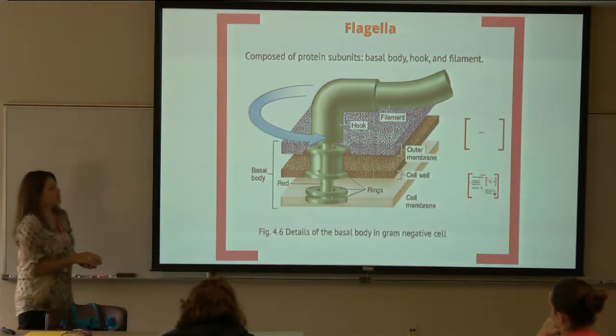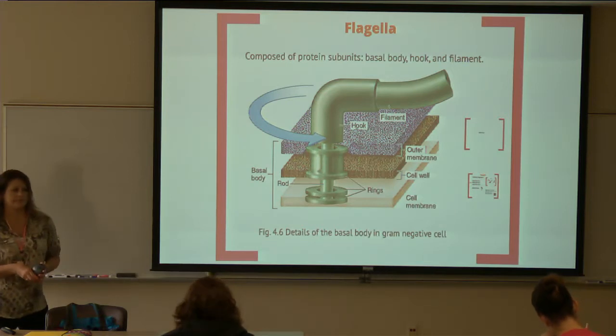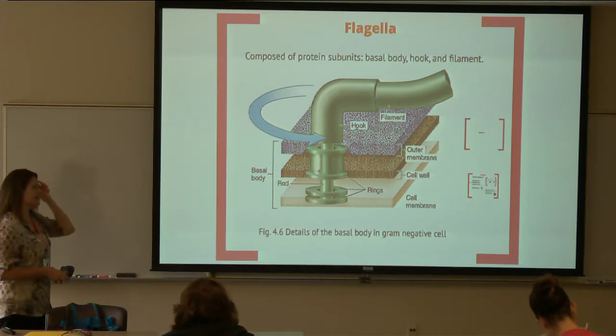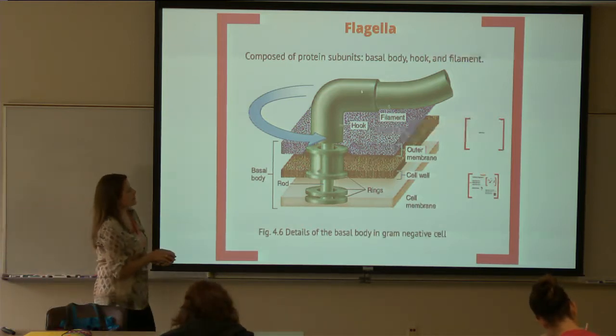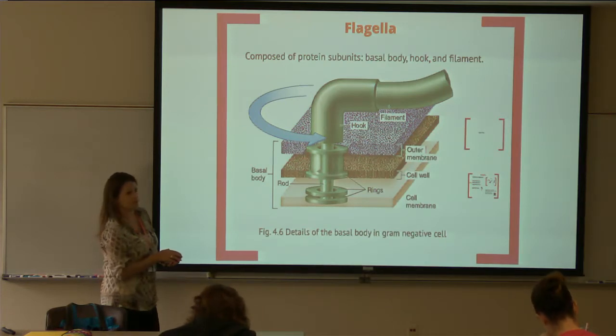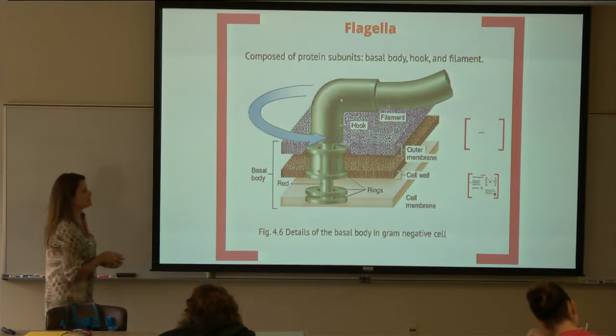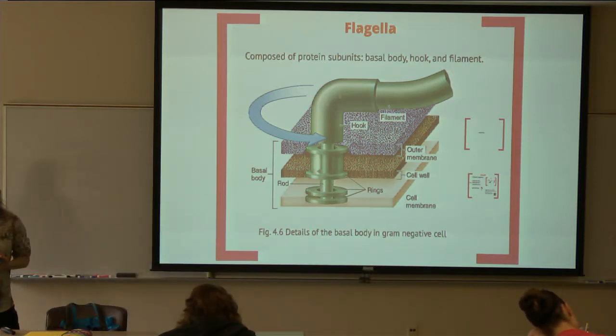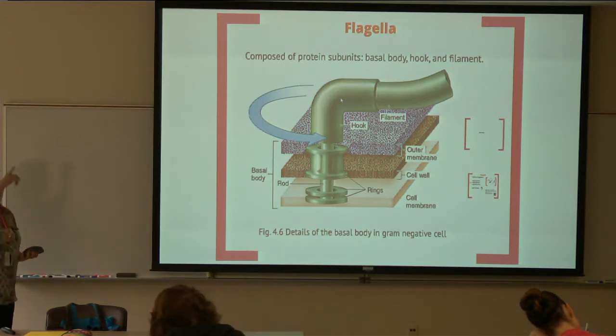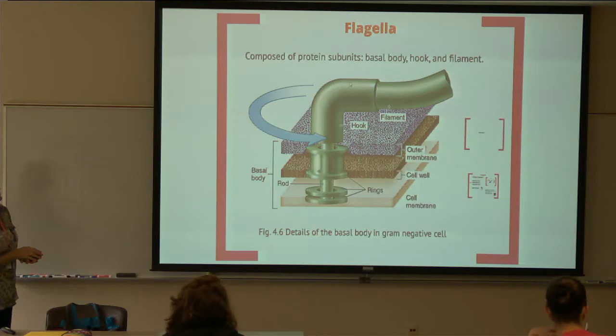Next part, we have what's known as the hook. If you look at the shape of the hook, it's like an elbow, and it spins. This is the rotational part of the flagellum. It's going to spin around 360 degrees, like a ceiling fan, like a boat propeller. It just doesn't flutter side to side. It actually goes all the way around.